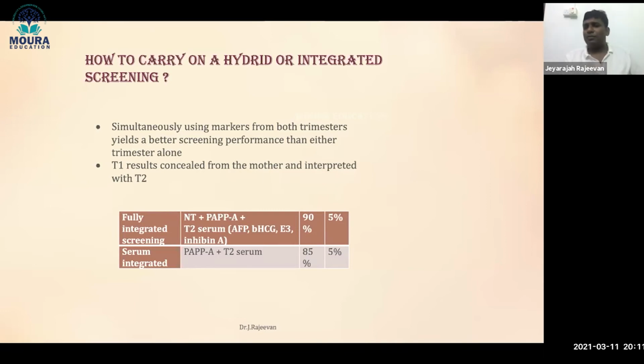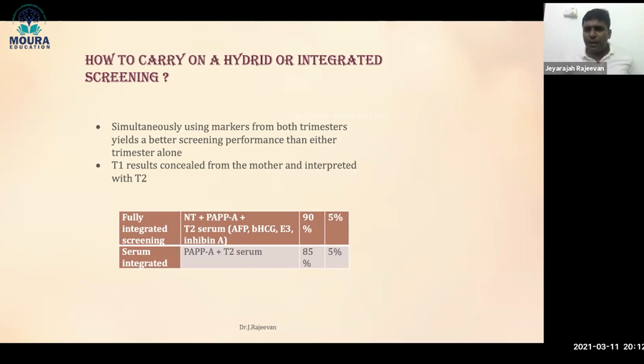I can also do alpha fetoprotein. Right? So there are some markers. Some markers you can do in first trimester, some markers you can do in second trimester. Each and every marker has a different level of detection rate. Do you understand? Then finally, what I am doing is combining all the markers.